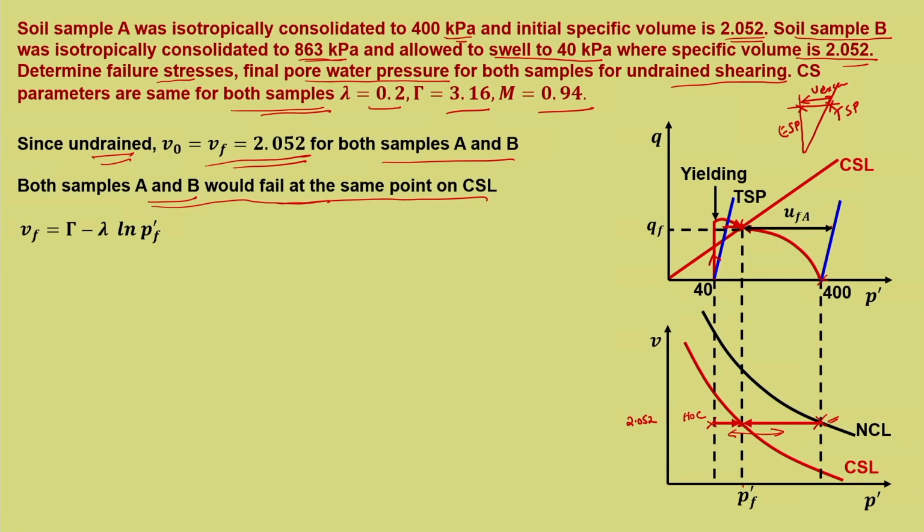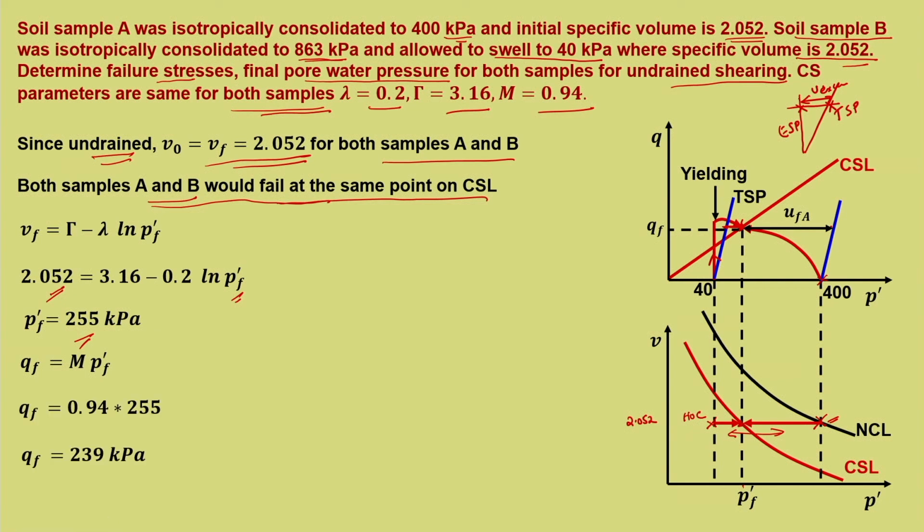Okay, so if that is the case, we have the expression Vf is equal to gamma minus lambda ln p dash f, and we also know Vf is equal to V naught. Unless we know these conditions, it will be difficult to solve this problem. So, substituting the initial specific volume for Vf, we have 2.052 equal to 3.16, which is gamma minus 0.2 ln p dash f. So, from this the unknown is p dash f, we can get the value of p dash f is equal to 255 kilopascal. Qf is equal to m into p dash f, substitute, get the answer Qf is equal to 239 kilopascal, straightforward.